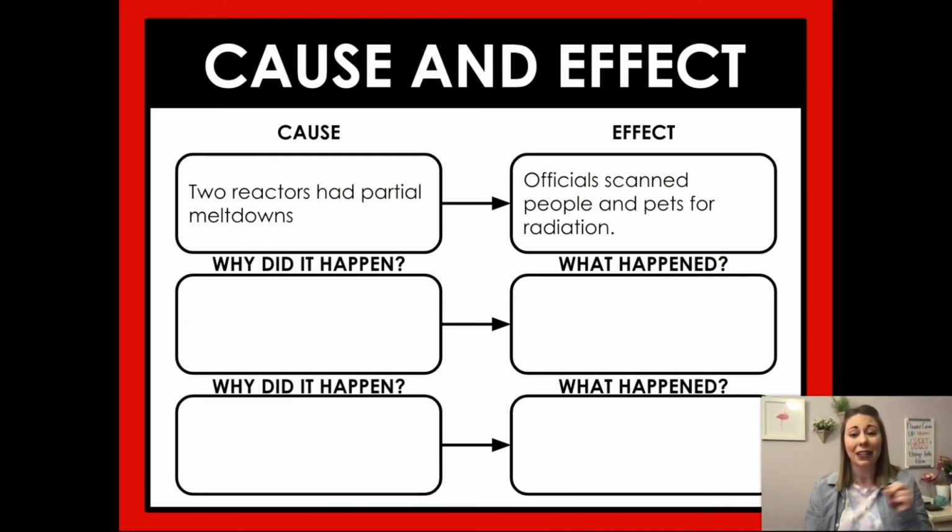So if we go back the other way, you can think, what happened? Well, officials had to scan people with radiation detectors. Why did that happen? Why were they doing that? Well, it's because those two reactors had those partial meltdowns. We have to think cause. They had the partial meltdown. So what happened because of that? Officials had to scan people for radiation. So the next one, we're going to start with the what happened.